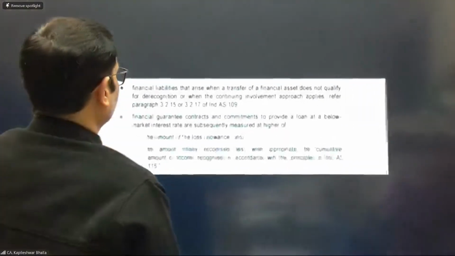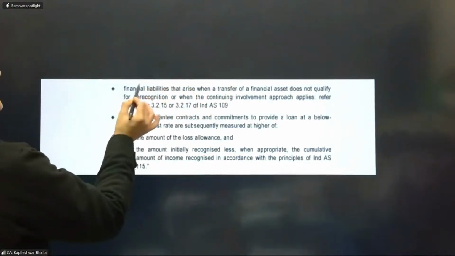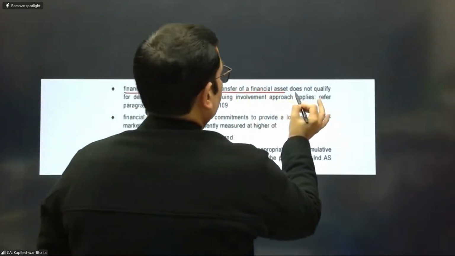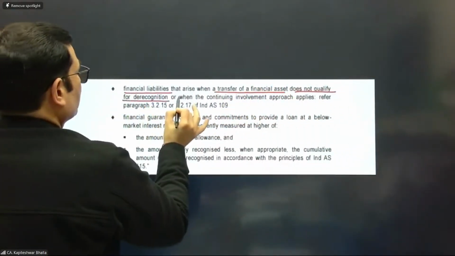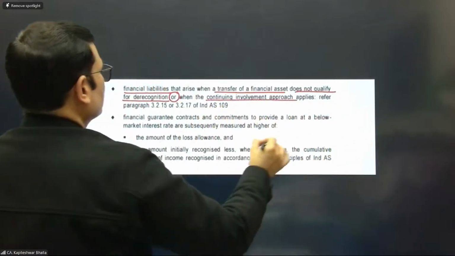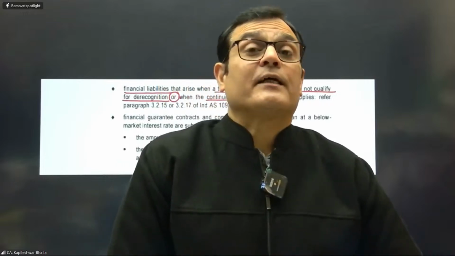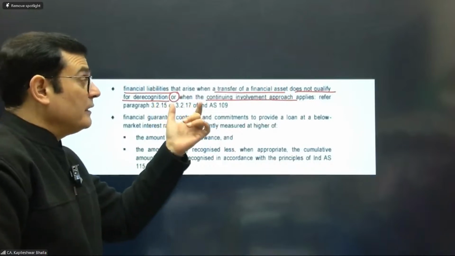Now let's have a look further out here. When it says others, we want to look at what kind of other liabilities we are looking at. It says financial liabilities that arise when a transfer of a financial asset does not qualify for derecognition or when the continuing involvement approach applies. Oh my God. He's giving some technical language: financial liabilities which arise when a financial asset is not qualifying for derecognition or there is a continuing involvement approach. This is what we're going to learn when we come to the concept of derecognition of financial assets.